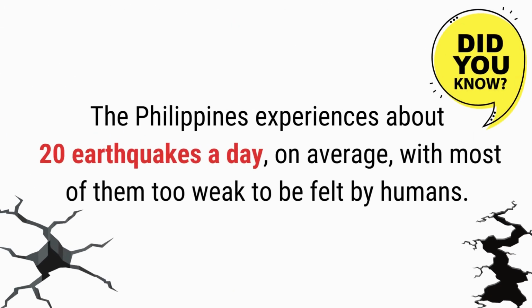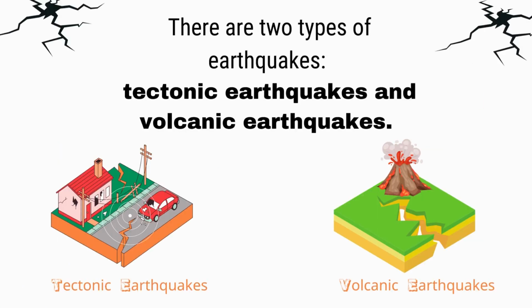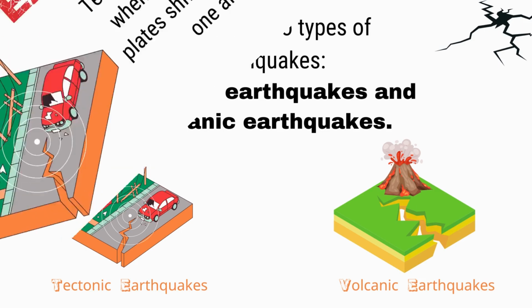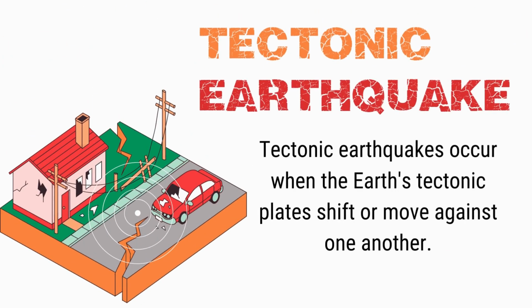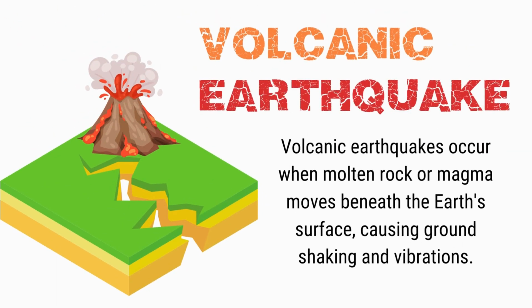It is science trivia time. Did you know the Philippines experiences about 20 earthquakes a day, on average, with most of them too weak to be felt by humans? There are two types of earthquakes: tectonic earthquakes and volcanic earthquakes. Tectonic earthquakes occur when the Earth's tectonic plates shift or move against one another. Volcanic earthquakes occur when molten rock or magma moves beneath the Earth's surface, causing ground shaking and vibrations.